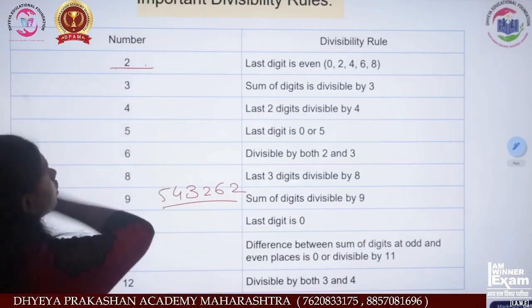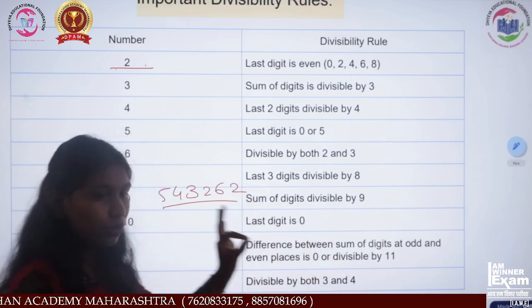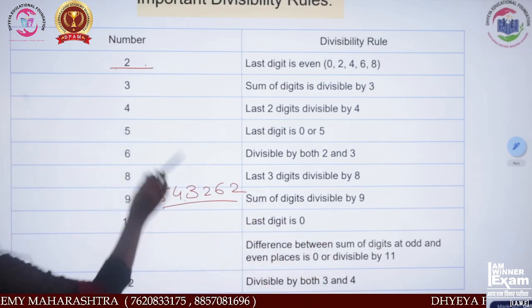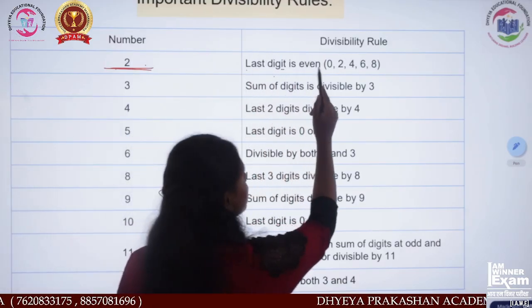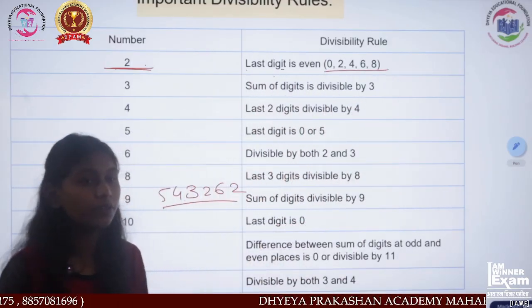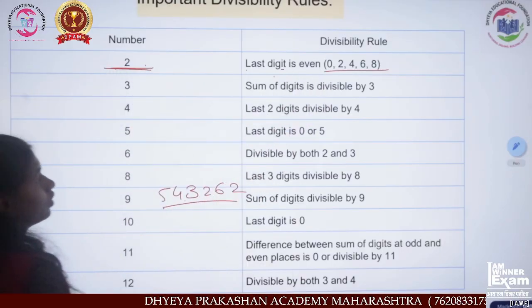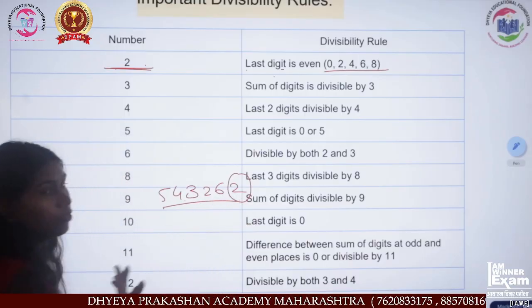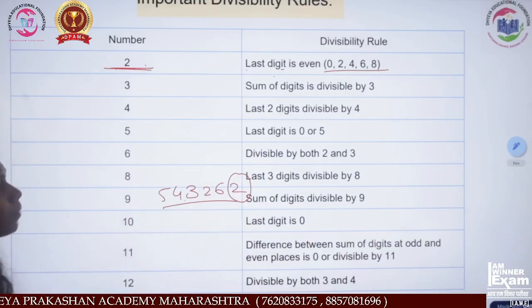This is the simple rule for 2. If you want to check whether this number is divisible by 2 or not, you just take the number, and the rule for it is that the last digit is even. Now the last digit is even, right? So yes, this number is divisible by 2.